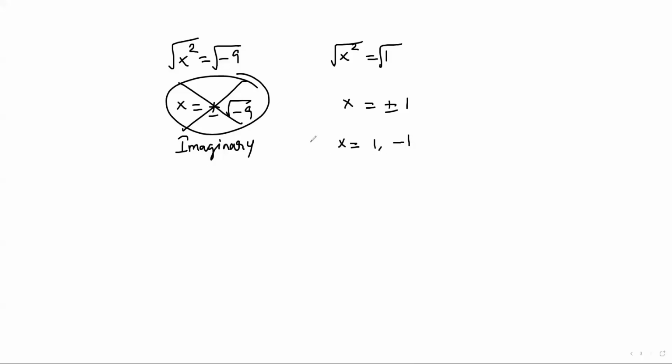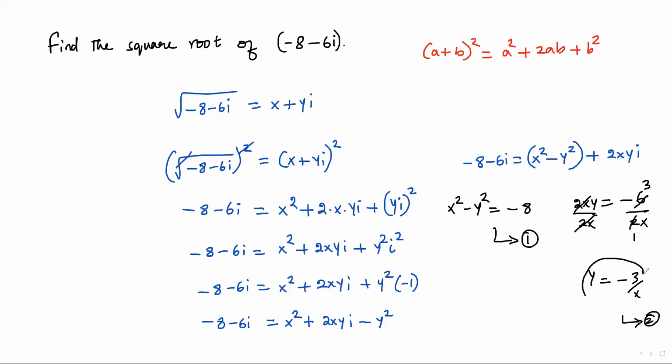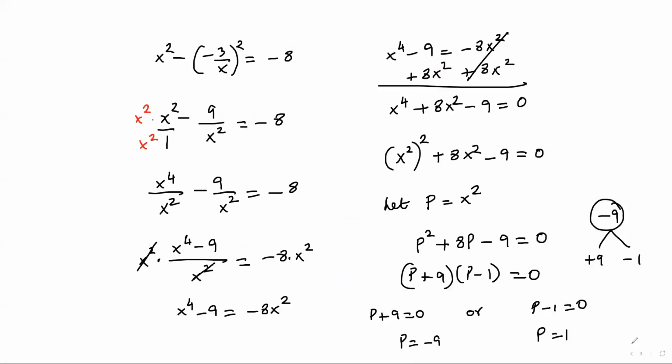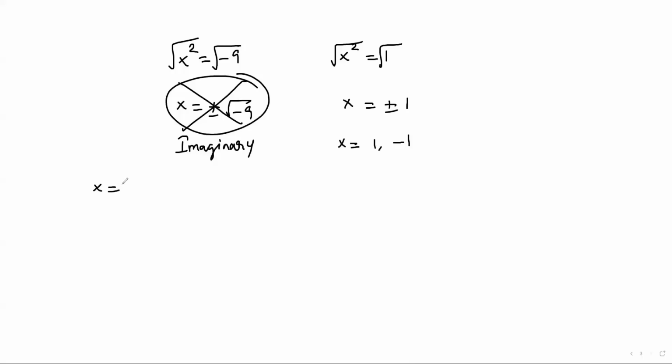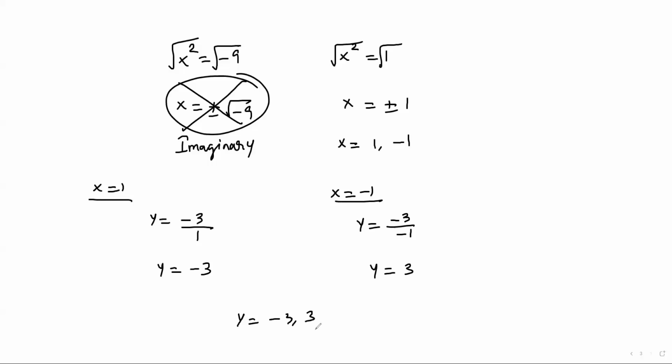Okay, to get the values of y, we have to substitute x is equal to 1 and x is equal to negative 1 into the second equation, y is equal to negative 3 over x. Now let's substitute x is equal to 1 into the second equation. That is y is equal to negative 3 over x. For x we substitute 1 and we get y is equal to negative 3. When I substitute x is equal to negative 1, I get y is equal to negative 3 over negative 1. We get y is equal to positive 3. So we get two values for y. They are negative 3 and positive 3.